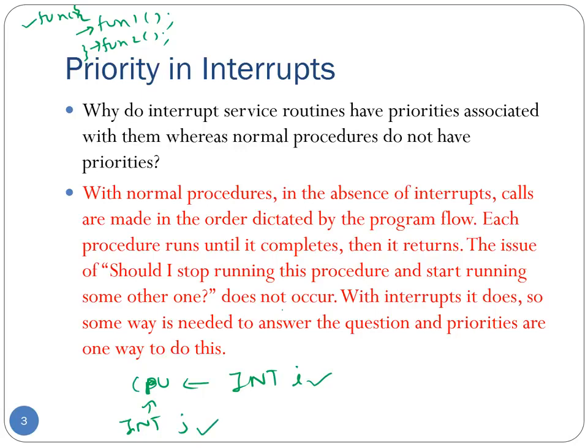So some way is needed for the CPU to decide which of these two interrupts is more important in some sense, or more urgent, and this way is basically the assignment of priority to the interrupts. So that is why priority assignment is important in interrupts, and it is not important in normal procedure calls.